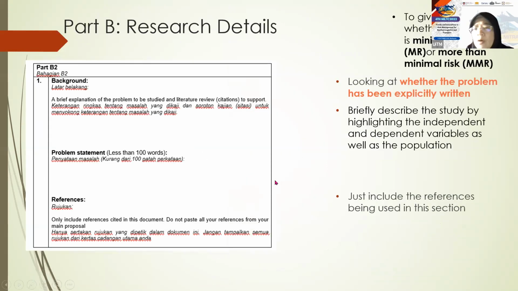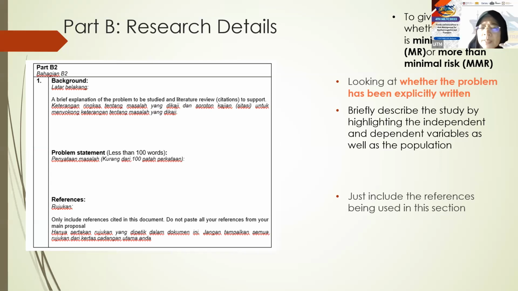This is the gist of the overall research application. You need to fill up the background of your study. That's why if you have your proposal ready, it will be very easy and very fast to enter the information into the research application form. So here you need to put in a brief explanation of the problem to be studied, which is your problem statement, and some literature review or citations to support your problem statement.